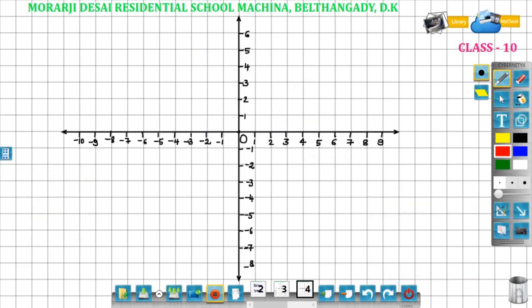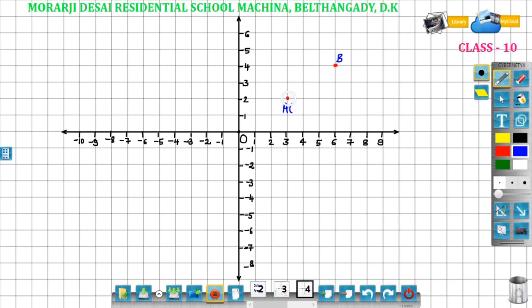Now, how to find the distance between the 2 points if they won't lie on the x-axis or y-axis? Let us take 2 points which do not lie on the axis. Name the points as A and B, A and B are the 2 points.